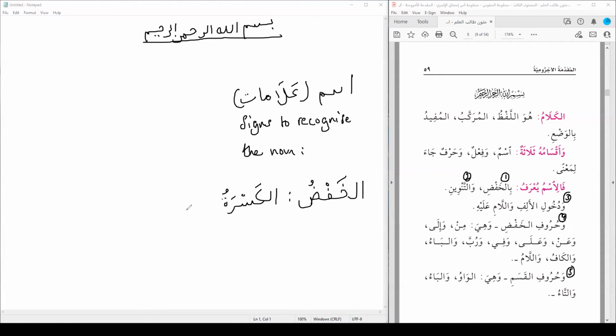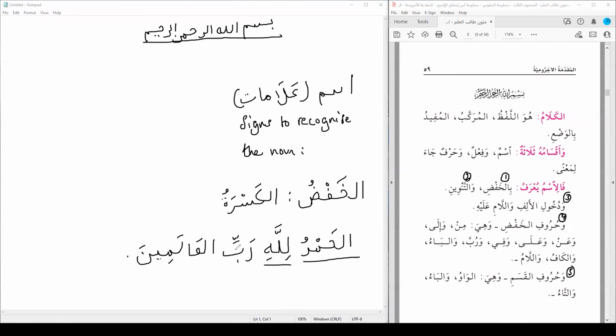So for example, in Surah Al-Fatiha, the first ayah is Alhamdu Lillahi Rabbil Alameen. The praise, all of the praise belongs to Allah, Lord of the worlds. If you break it word for word, you have Alhamdu, you have the word Lillahi, you have the word Rabbi, and you have the word Al-Alameen.